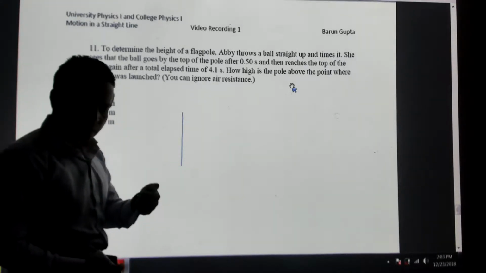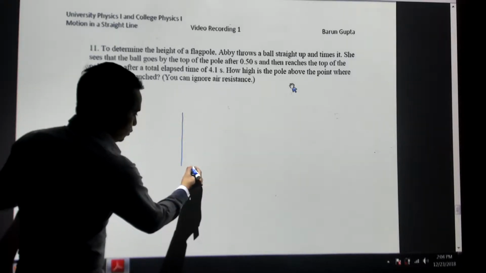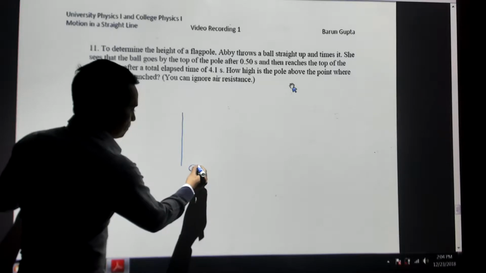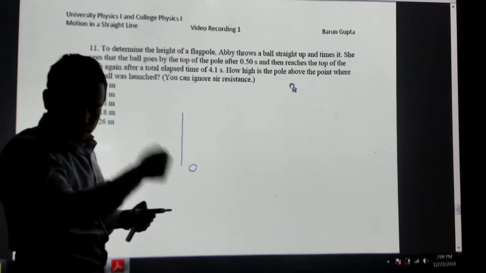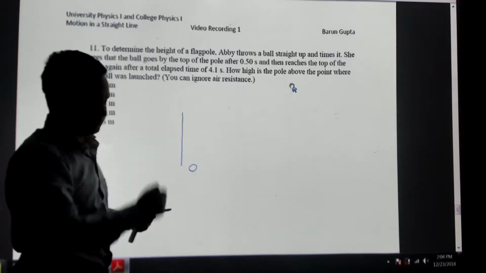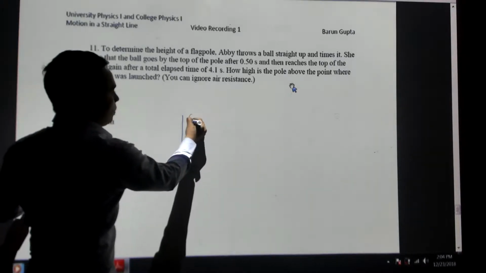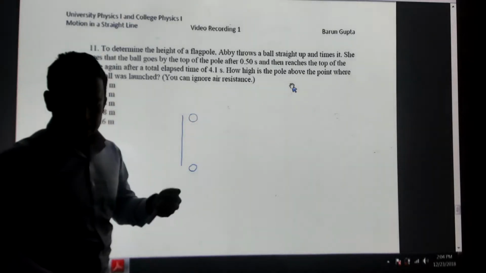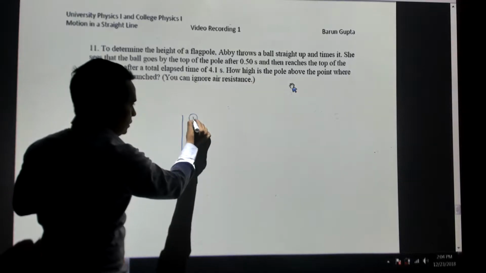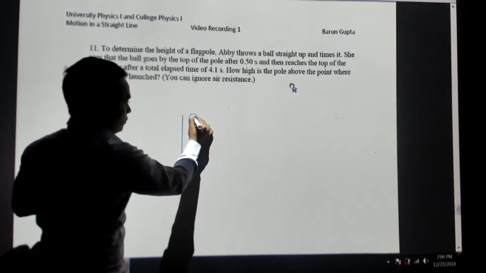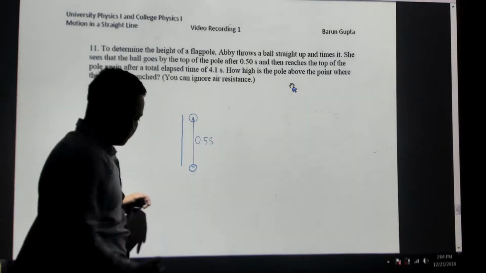And you have a stopwatch. So you just throw a ball from this point. Take this ball upward and start measuring the time. Once it reaches the top of the pole, you measure the time. From this point to this point, the time is 0.5 seconds.